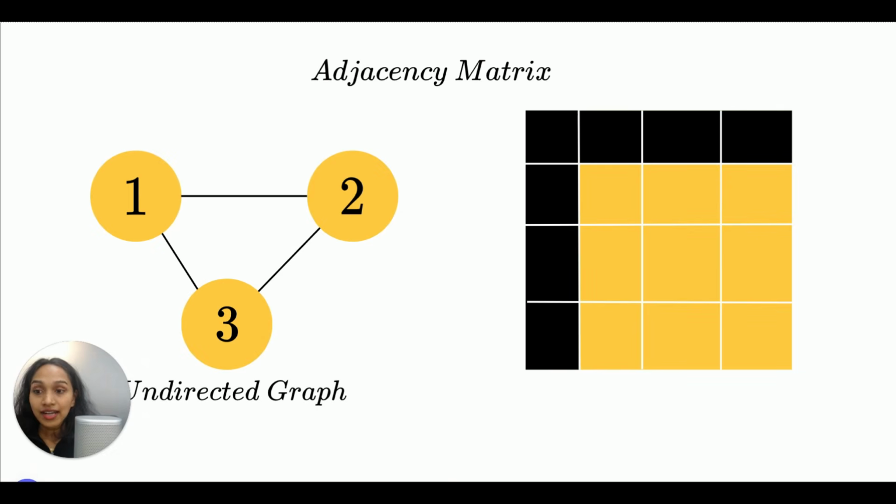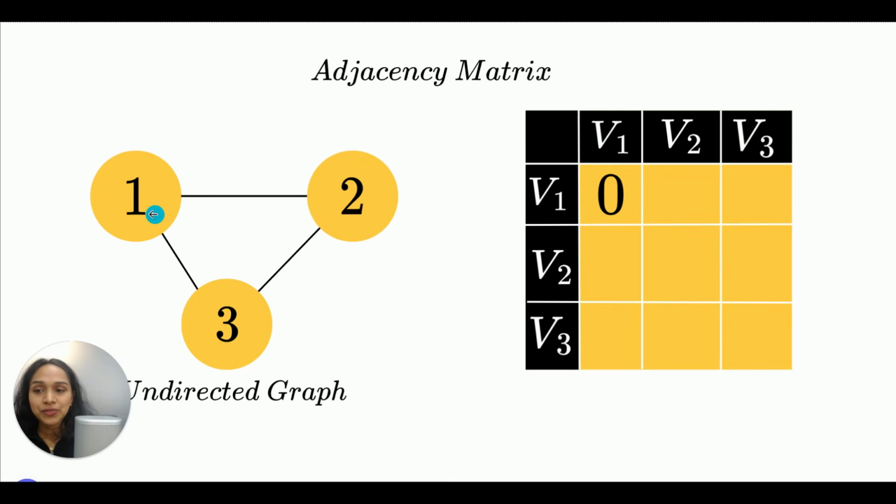Now here we have an undirected graph. Let us see how we can represent this graph in its adjacency matrix. So we have V1, V2, V3. Now let us fill this. There is no edge between node 1 and 1, so between 1 and 1 we have a 0. There is an edge between nodes 1 and 2, so between 1 and 2 we have a 1. And there is an edge between node 1 and 3, so between 1 and 3 we have 1.